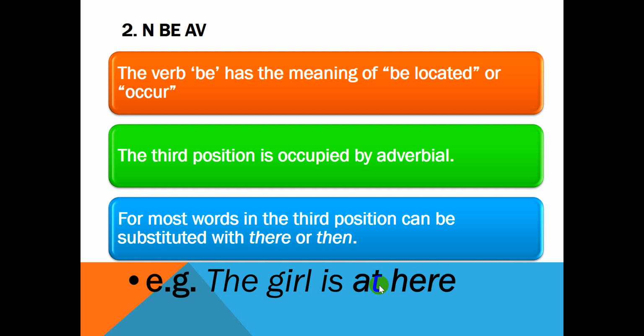The key is that most words in the third position can be substituted with there or then. Even though it is in the form of a prepositional phrase, the adverbial can be substituted with the word there or then. So the girl is here, we can change it, for example, the girl is there, or the girl is here. All are in the position of location. It can be replaced with there if it is location, or then if it is time.